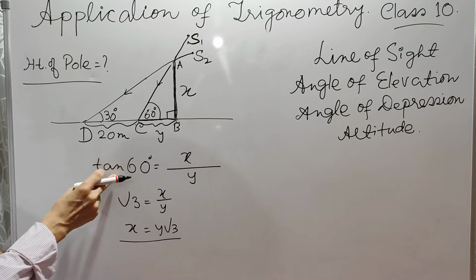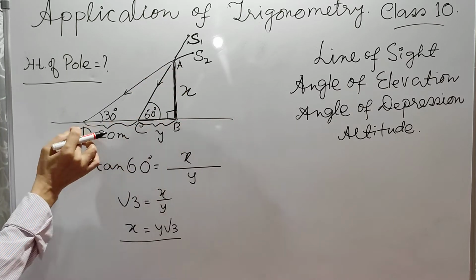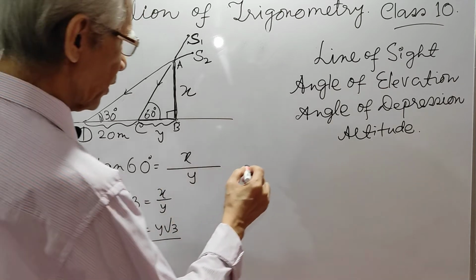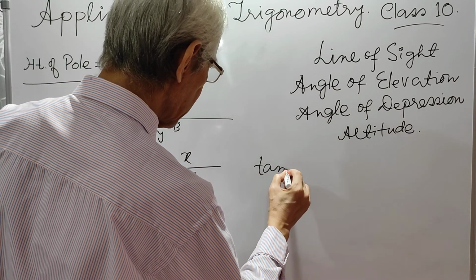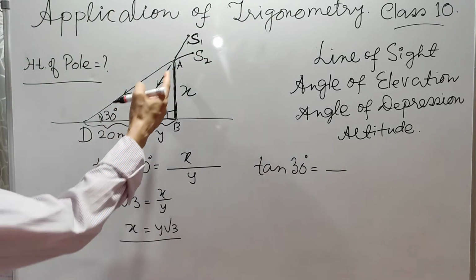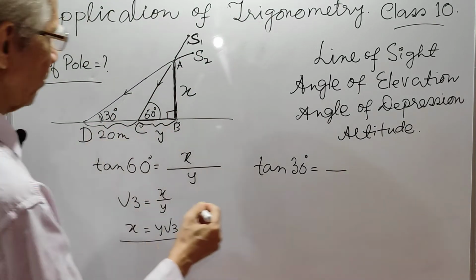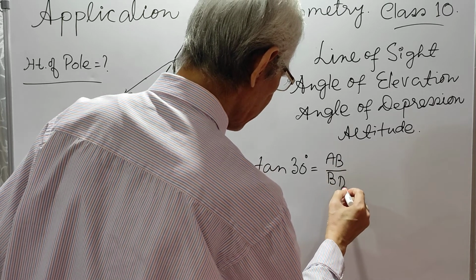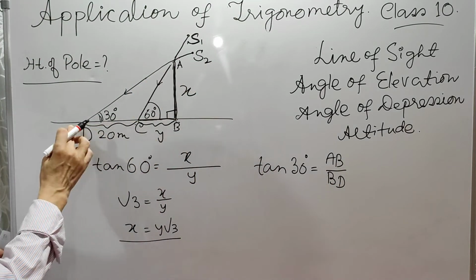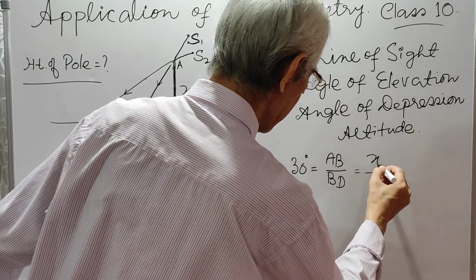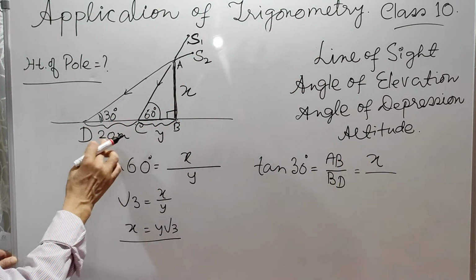So let us consider the other triangle. Which triangle? ABD. In the triangle ABD, this angle is 30 degree. So therefore let us see tan 30 degree. Tan 30 degree equal to what? Tan 30 degree will be AB by BD, isn't it? Now AB is X. So that is equal to X by BD. What is BD? 20 plus Y.